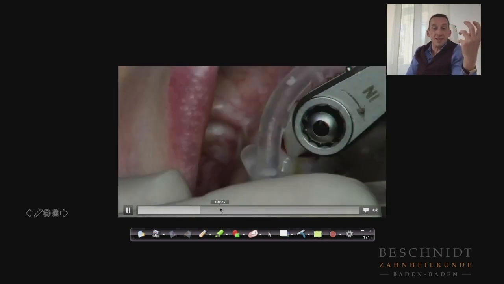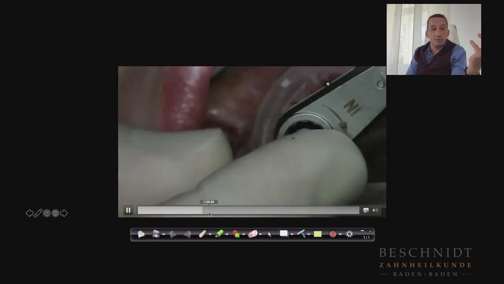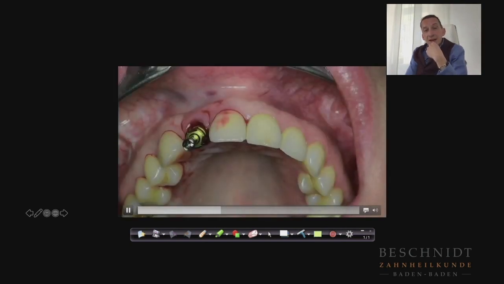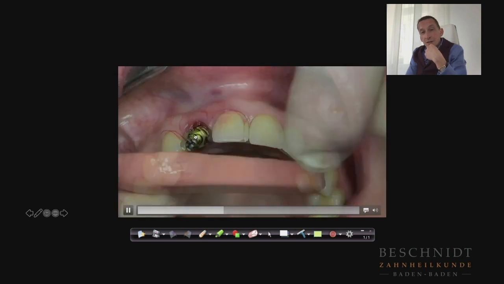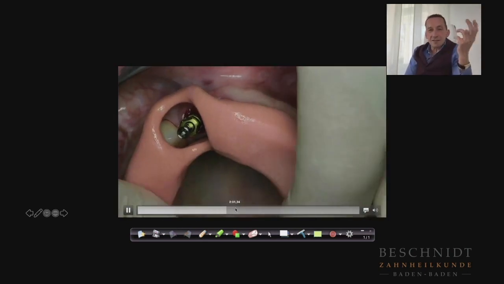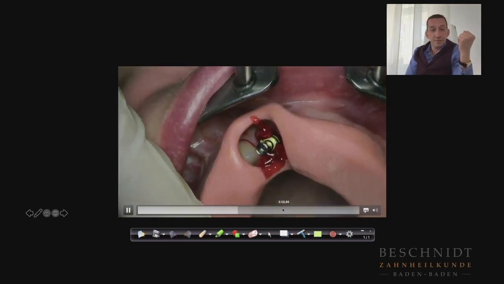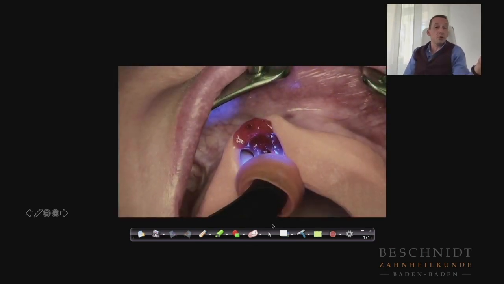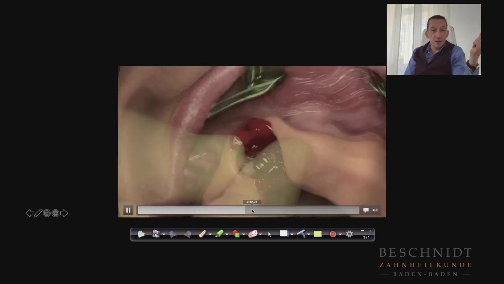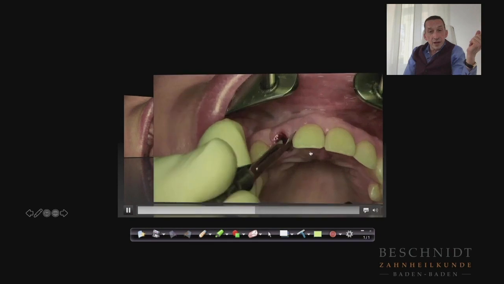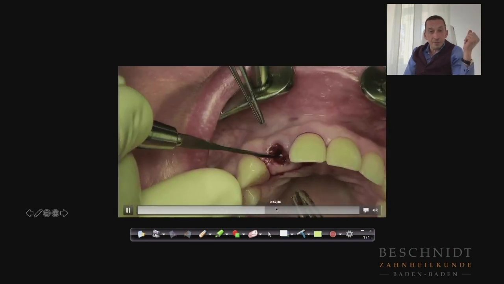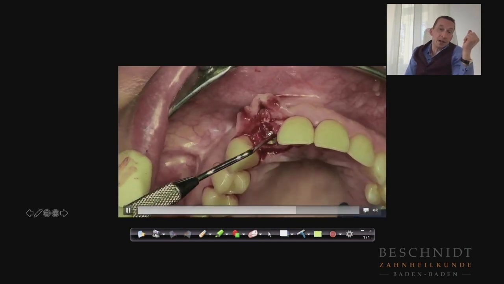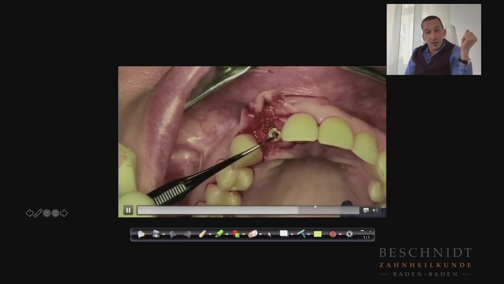Because we have, of course, flapless surgery, we don't see the bone. Now we place an impression post, and we immediately do a transfer impression with this splint. Today, of course, you can do this with optical devices with an intraoral camera. So now we raise a split thickness flap to fill the gap between abutment and socket.